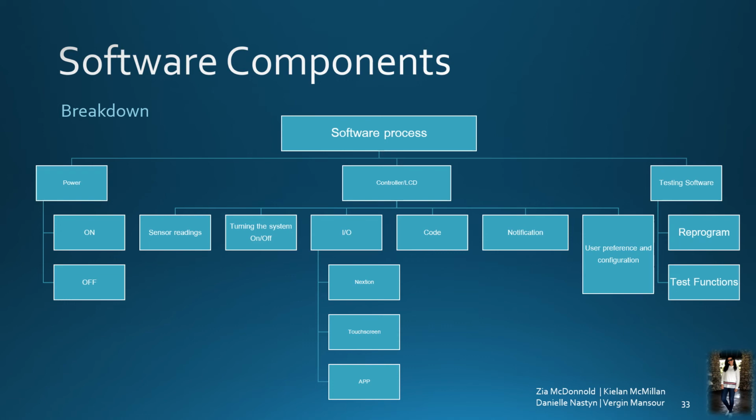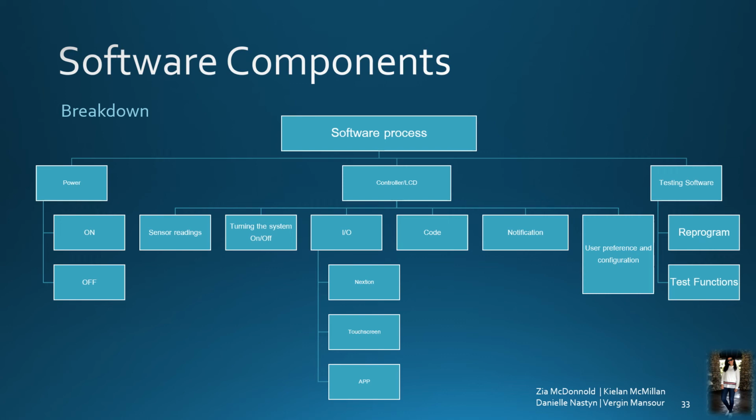In doing so, we had to have a breakdown diagram of how we're going to proceed and how the software process will proceed. We divided the software process into 3 different categories. We needed to make sure that the device would power on and off, that we would be able to control it through the LCD, and then we would worry about the testing part.